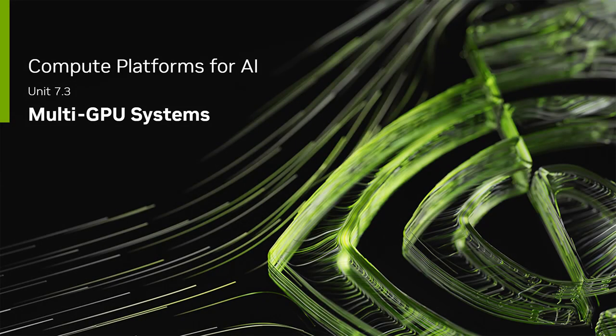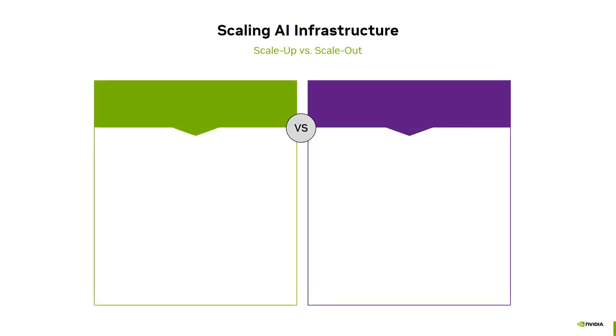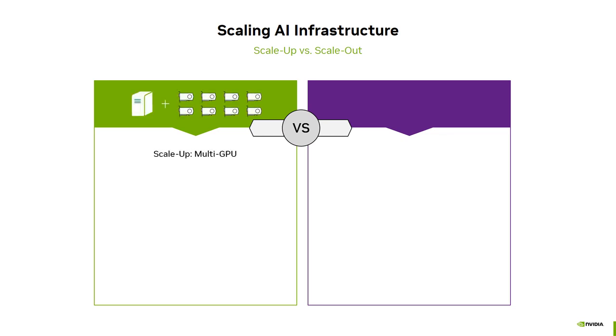Now that we've covered the GPU and CPU solutions for AI data centers, let's see how to scale up with multi-GPU systems. As an AI solution scales, it's key to know how to scale solutions based on increased workload demand. There are two ways to scale the solution: scale up, which is referred to as multi-GPU, and scale out, which is referred to as multi-node. Let's compare each one of these options.